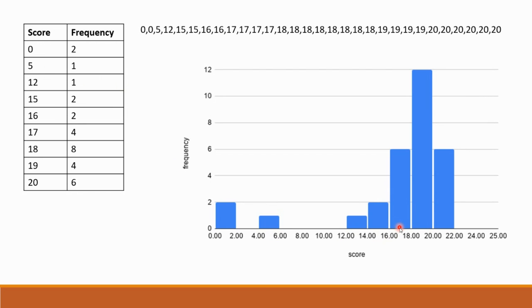Here it looks like we have 16 and 17. Greater than or equal to 16, but strictly less than 18. You have 2 of 16 and 4 of 17, so 6 scores are in this interval. And we have 18 and 19. That's why this one is 12. This is greater than or equal to 18, but less than 20.